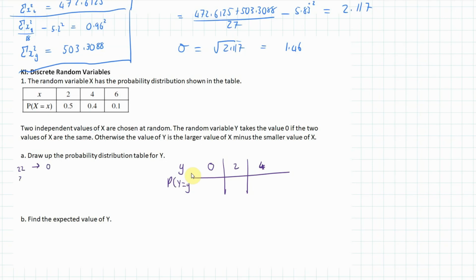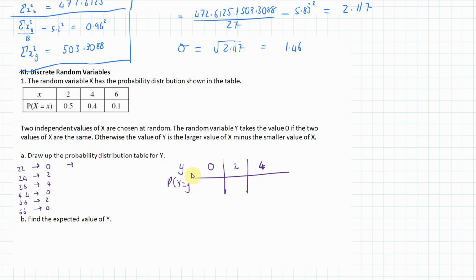If we get 2 and 4, that gives us a value of 2. If we get 2 and 6, that gives us a value of 4. If we get 4 and 6, maybe we'll do 4 first, 4 and 4. That gives us a value of 0. 4 and 6 gives us a value of 2. And then 6 and 6 gives us a value of 0. Now I've got to work out the different ways of doing it.